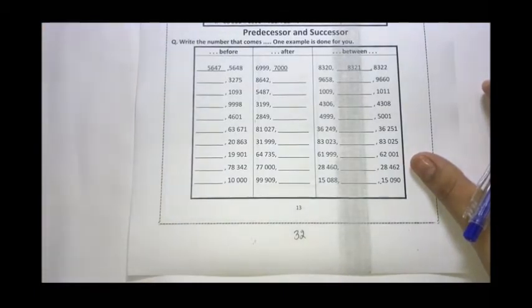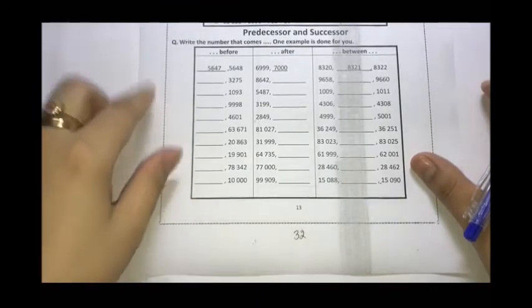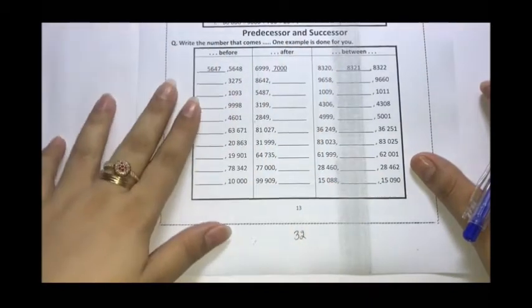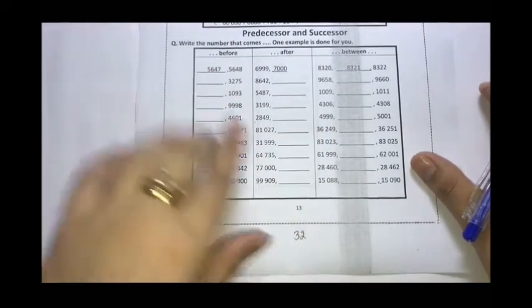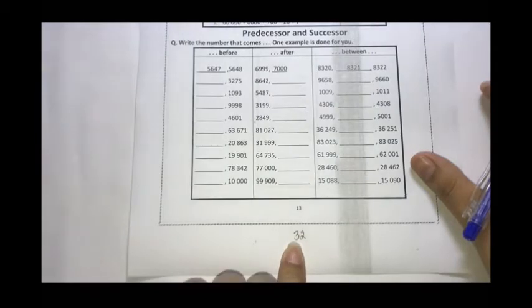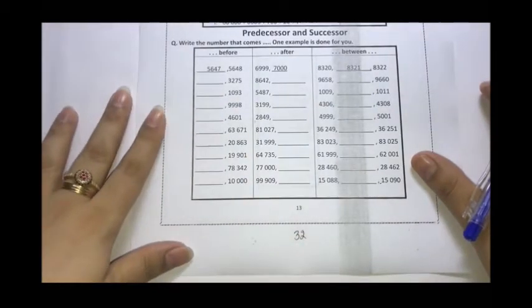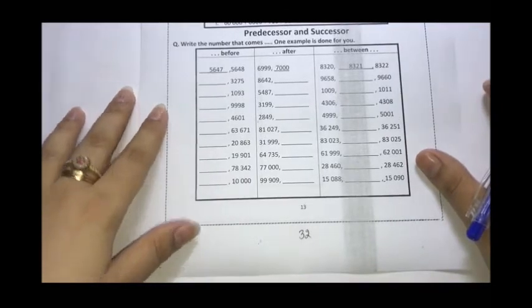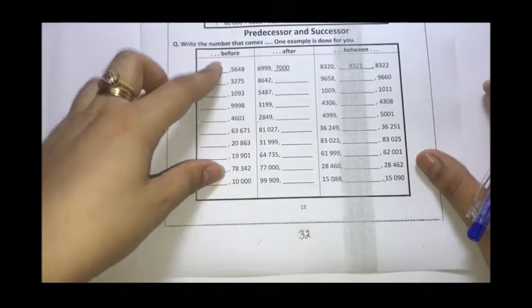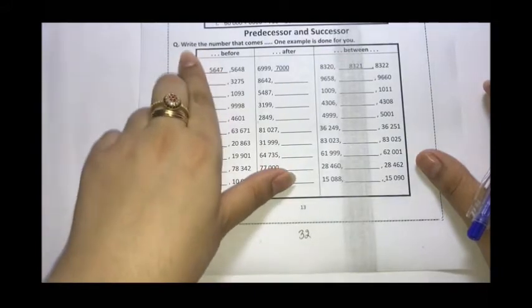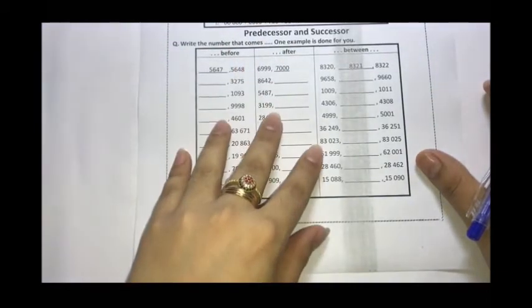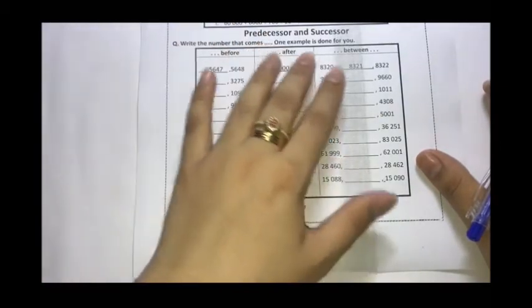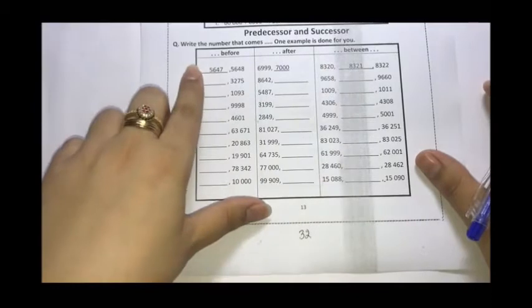Students, the topic we are going to discuss today is predecessor and successor. This topic is on page number 32 of your booklet. Before we learn about predecessor and successor, we have a small task given. First, we will understand this, then we will move to the topic of predecessor and successor, right?